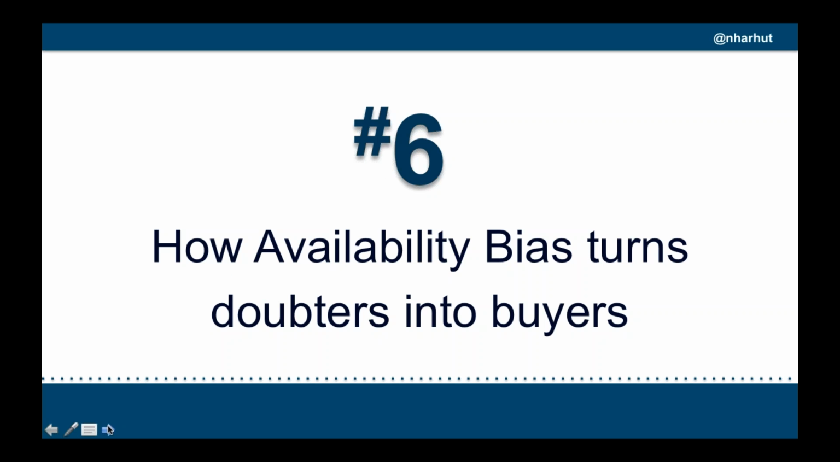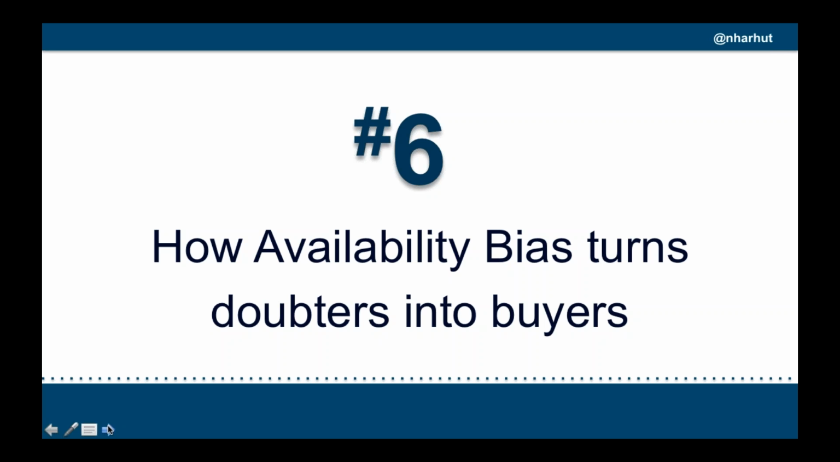All right, our 6th human behavior hack is how availability bias turns doubters into buyers. And these days, a lot of times our prospective customers are in fact doubters. They're not really sure whether they should believe us as marketers. Can they believe everything that we say? Is it really going to be worth the time, the effort, the money to switch? Is our product or our service really better than the current solution? So people, they're a little skeptical.